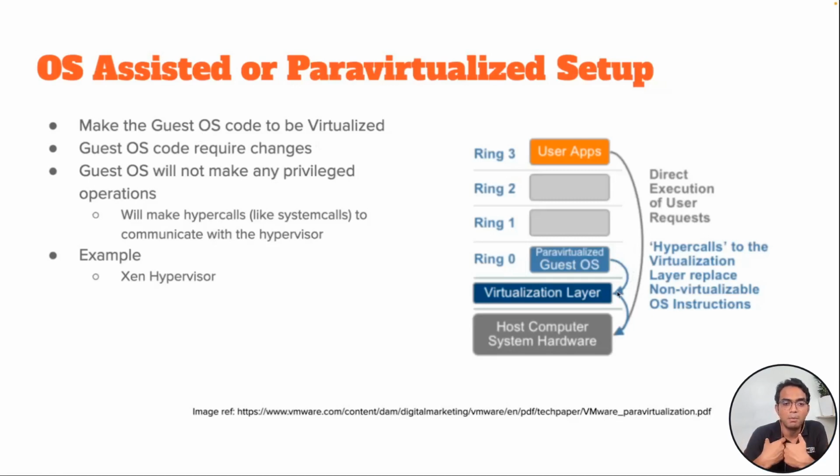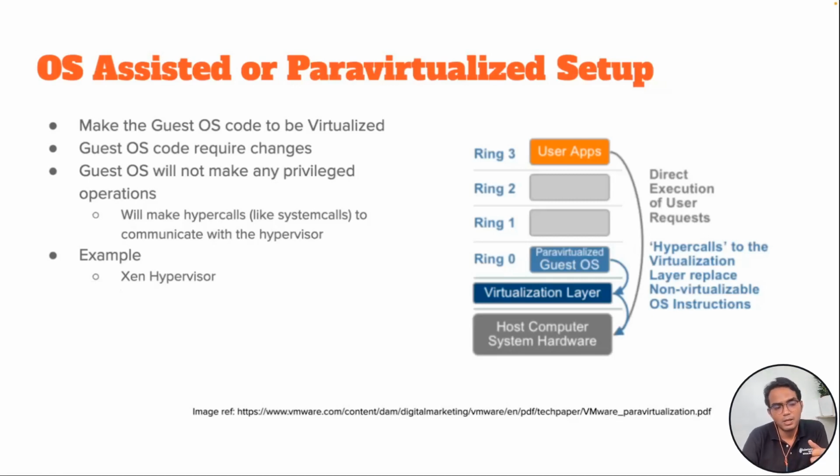In this case, my guest OS is aware that I am being virtualized. I do not have full access to my hardware. I am virtualized, which means that to run the guest OS in a Paravirtualization environment, I need to change the source code of my OS. An example of this is the Xen hypervisor, which implements the Paravirtualization setup.